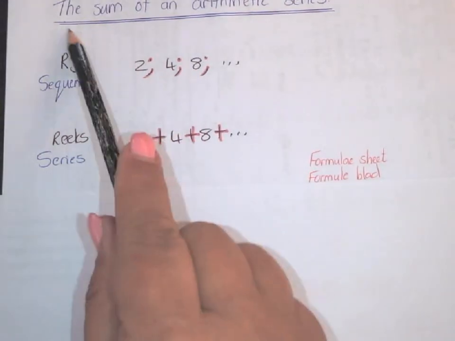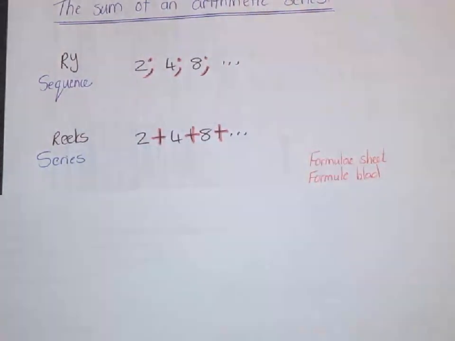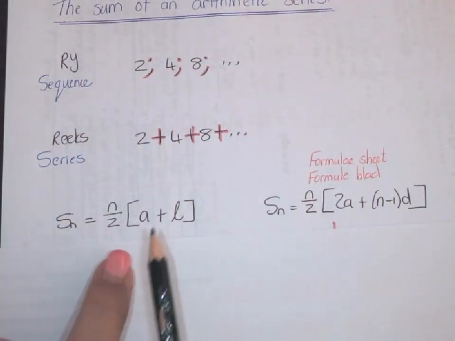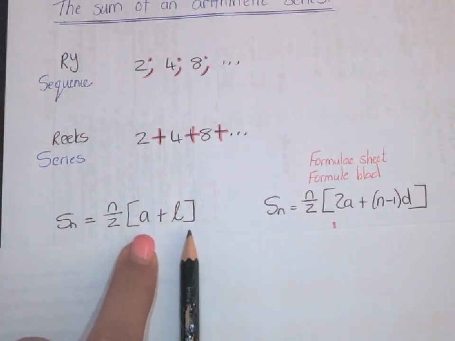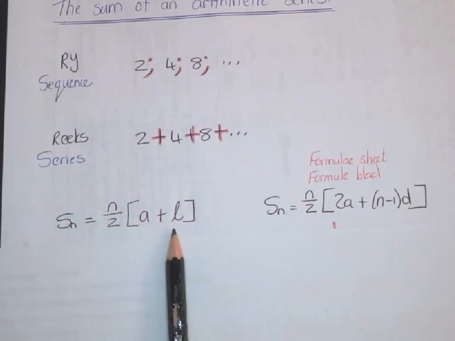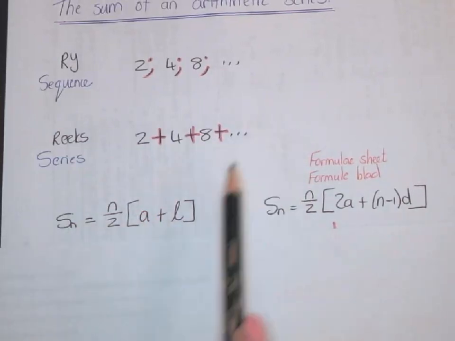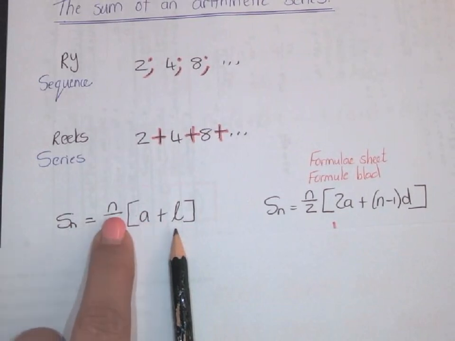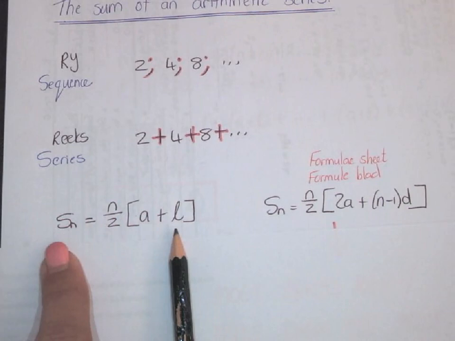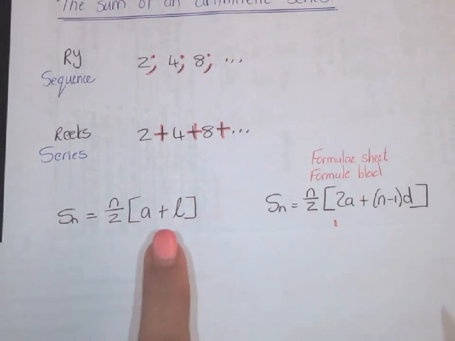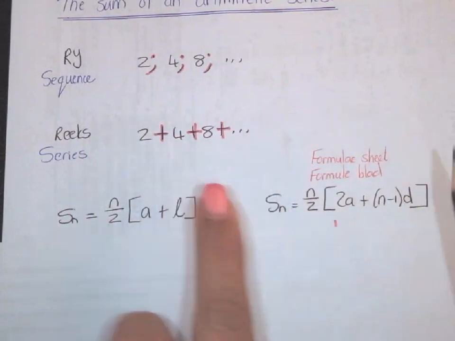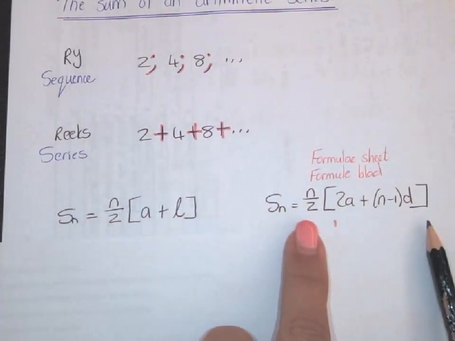Now, to calculate the sum of an arithmetic series, we have two formulas. A short one, where you only use the first term, and if the series shows a last term, you add them, multiply it with half of n terms. Then you get the sum. But sometimes they don't give you the last term, like this one. Then you use the longer formula.